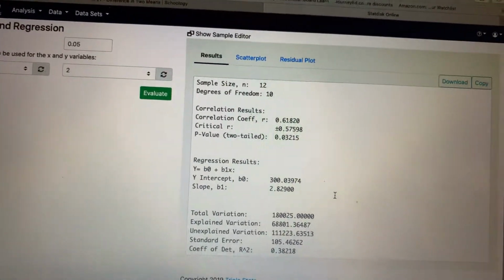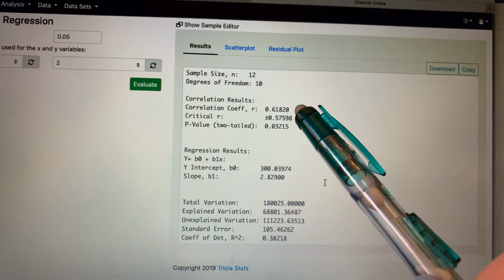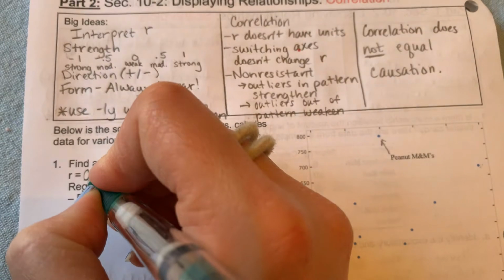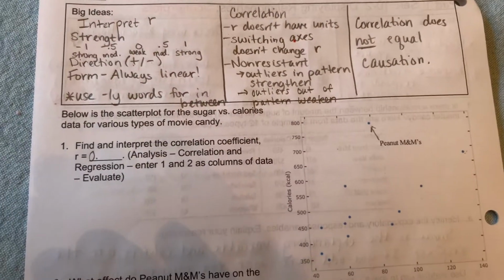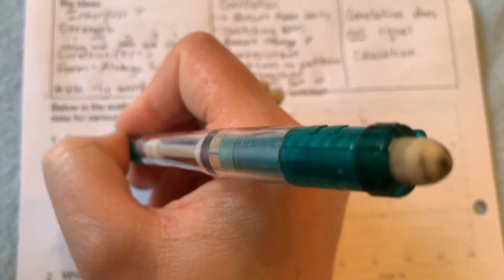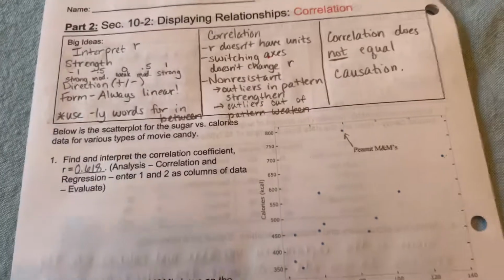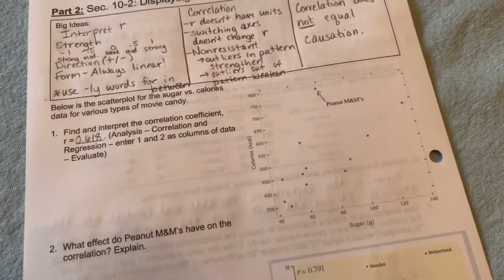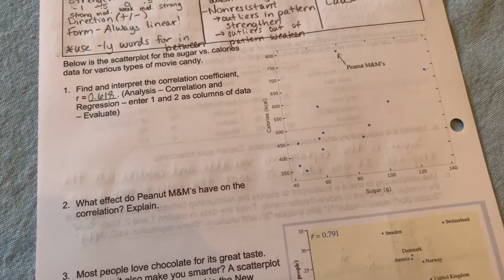Okay, but for our purposes, we want to write down that R value there, 0.61820. Okay, so that's what we're going to write down here. And I'm going to round to 3 decimal places. I think having 5 there is a little bit excessive, so that would be rounded to 0.618. All right, so it also says to interpret the correlation coefficient.